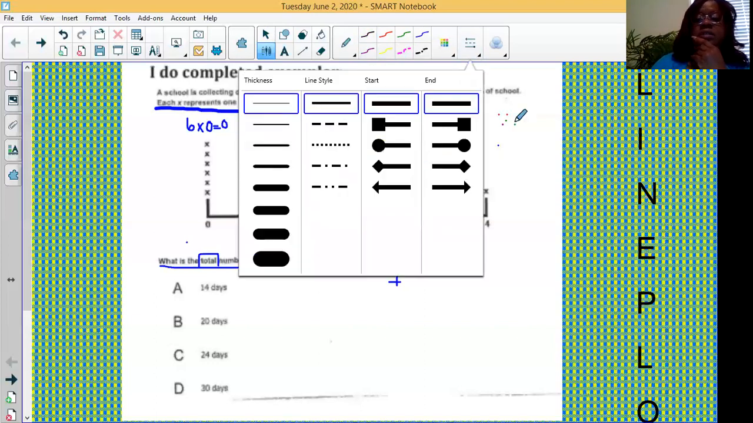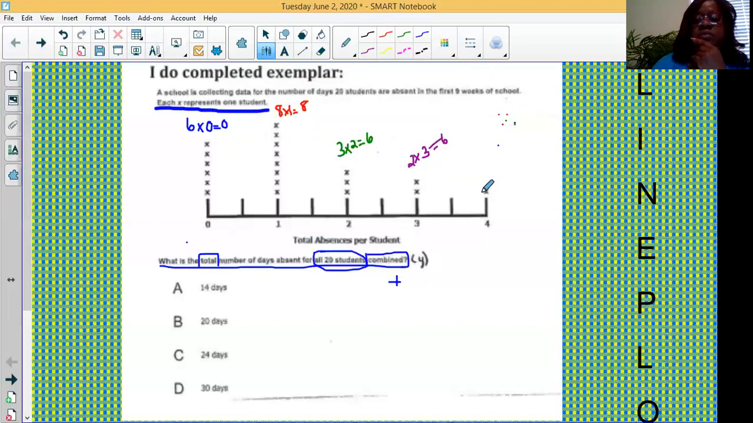Okay? So our final one, we go over here to the last column. And there's only one X, so that's one student. So one student had 4 absences because he has 4 here. So we would do 1 times 4. And 1 times 4, we know is 4.